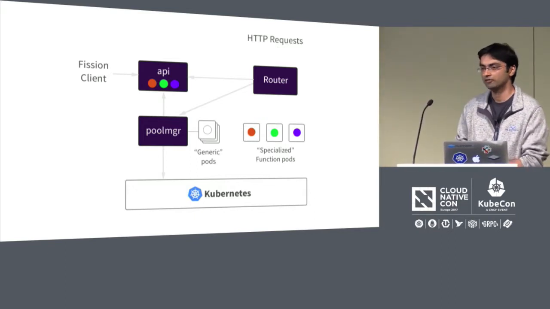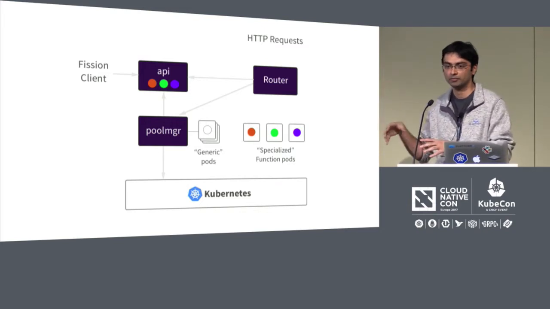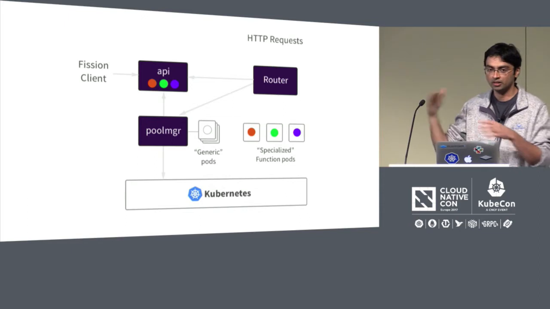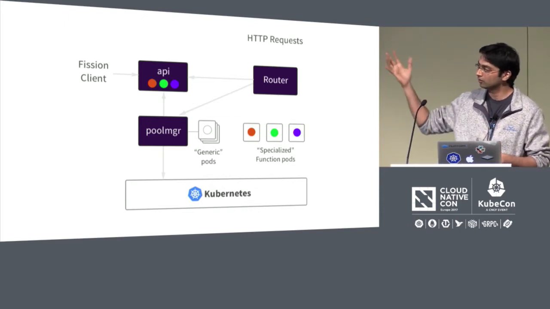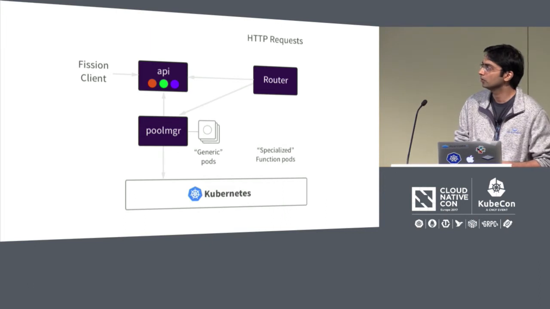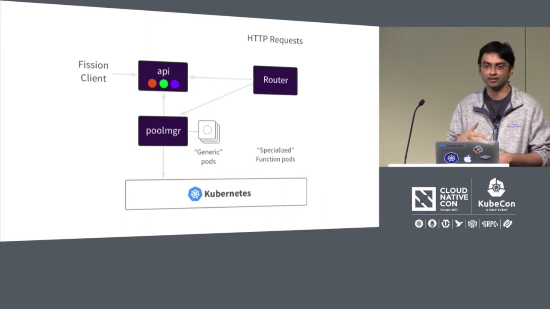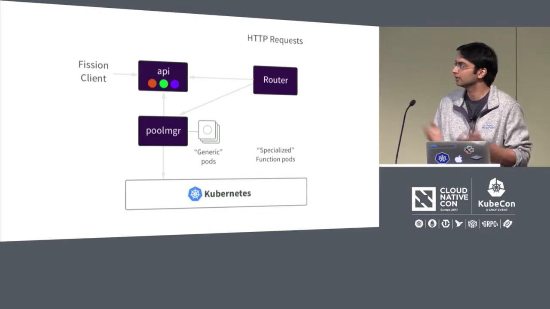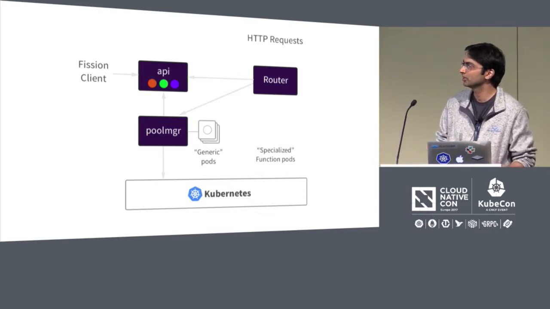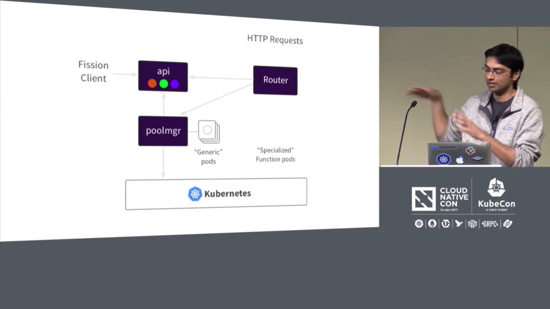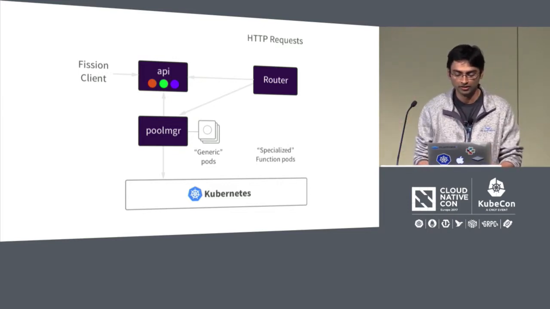Those pods are cached for a while, even when there are no requests coming in for a few minutes. And after a certain amount of time, when those pods are idle, they're killed. So your resource usage goes back down to what it was before you got these function calls. Okay, so that's pretty much how Fission works. There are other components for actually watching Kubernetes, but this is the basic flow of HTTP requests and functions.